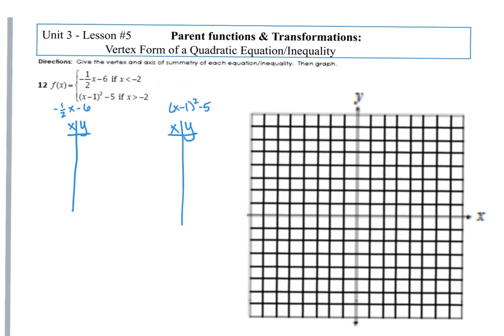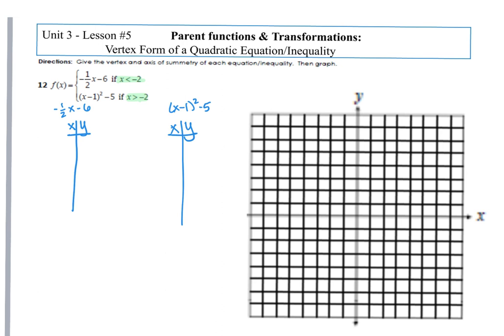Okay, on number 12, it's a little bit different. We're back to having a piecewise function. Piecewise because we are allowed to graph two different pieces from two different equations on the same coordinate system. So we're saying that f of x equals negative 1/2 x minus 6 if our x values are negative 2 or smaller. We're saying that it could also equal (x minus 1) squared minus 5 if our x's are bigger than negative 2. So we're, again, allowed to graph, for a certain domain, just different pieces of these lines.